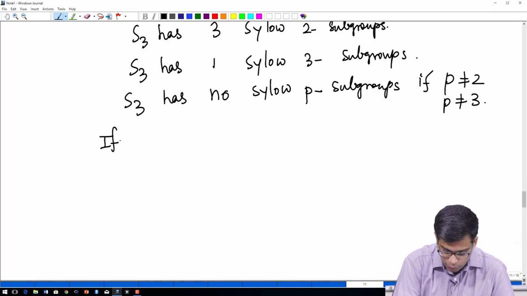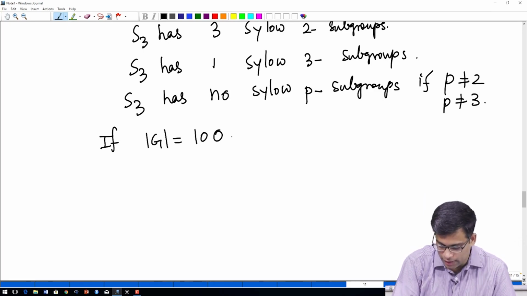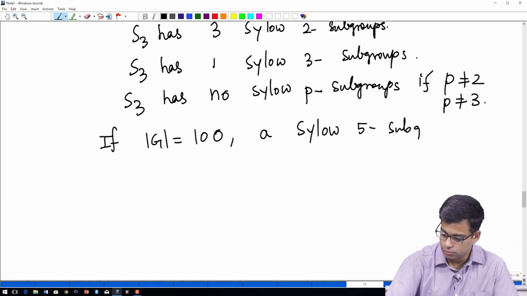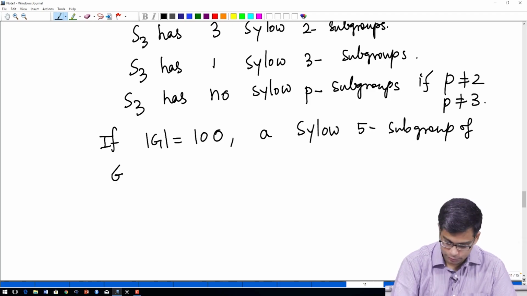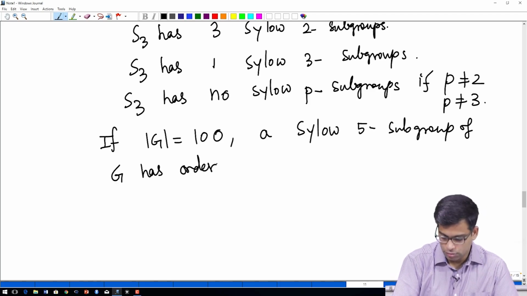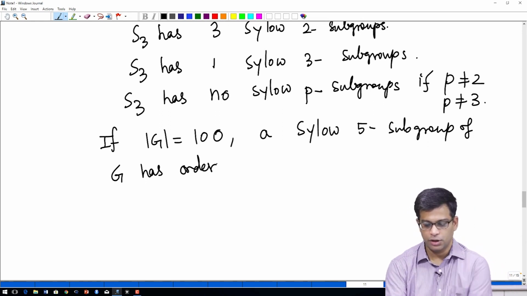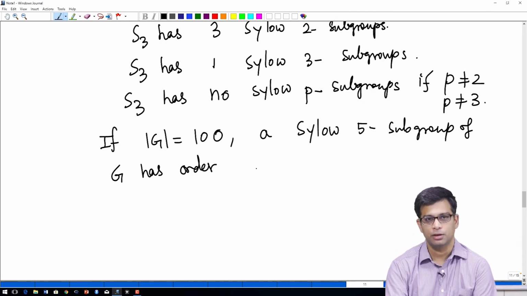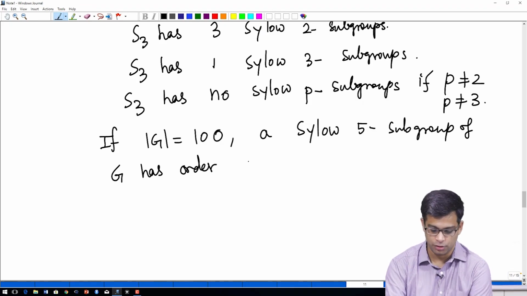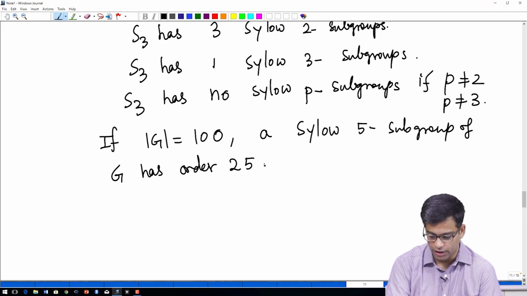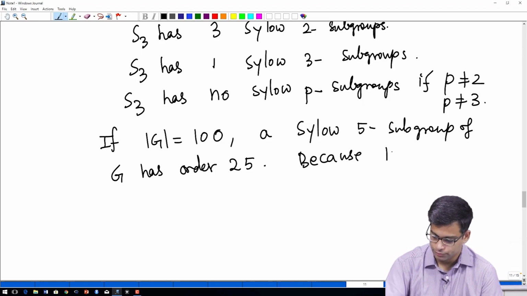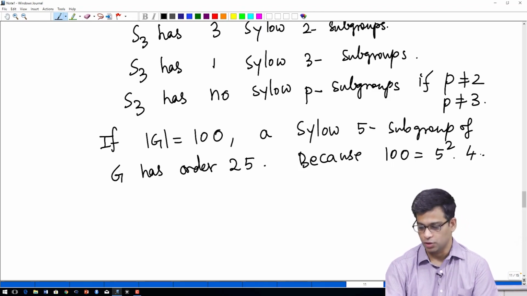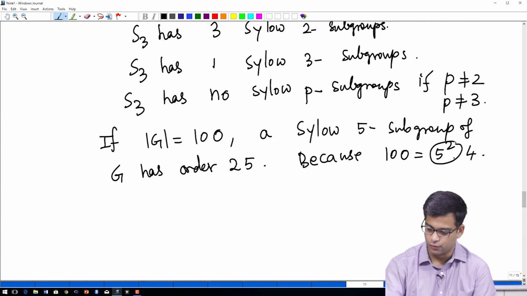On the other hand, if G is a group of order 100, let us think about a Sylow 5 subgroup of G. 5 is a prime that divides 100, so Sylow 5 subgroups can be studied. What is the Sylow 5 subgroup of G? What will its order be? It will be order 25. This is because 100 is equal to 5 squared times 4, right, 25 times 4. So a Sylow 5 subgroup will have order 5 squared.